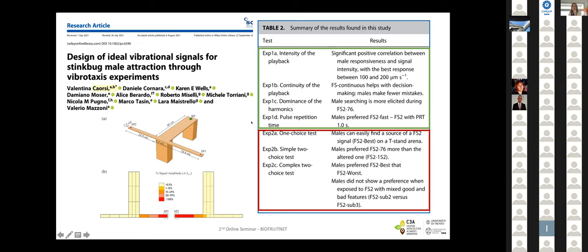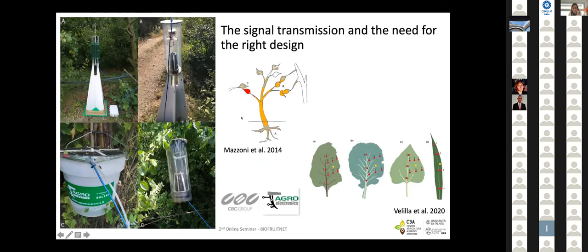These that I just described are the results that have been done using a plant as a substrate, whereas the ones here with the red rectangle are the experiments that have been done with the T-arena. And we found that usually males are not fooled, even if there are two different playbacks that are played simultaneously, they still prefer the one with the best characteristics that I just described from the plant experiment. So here, at this point, the proof of concept was there.